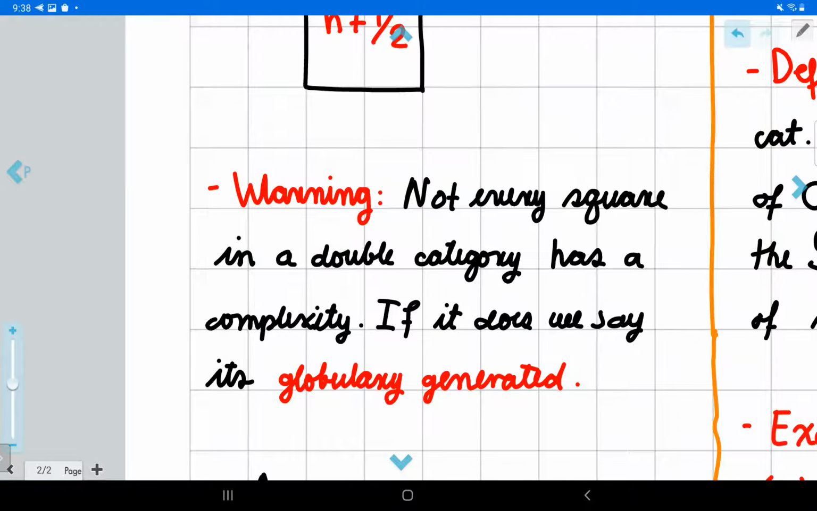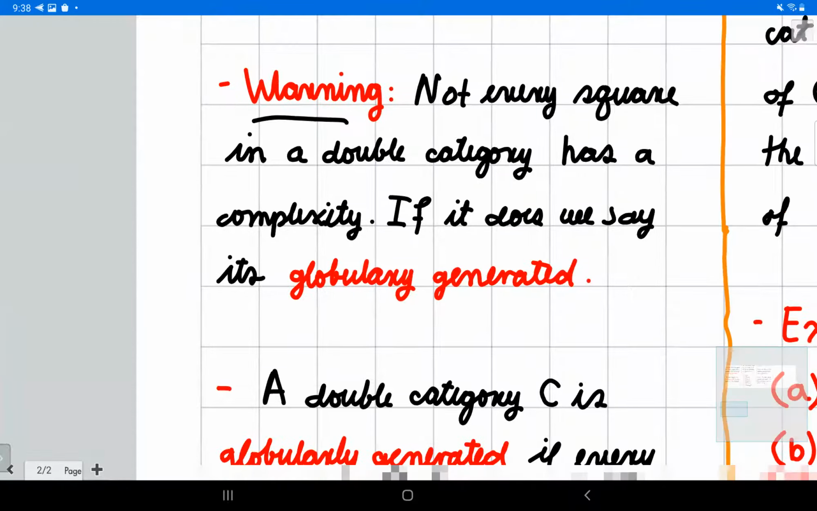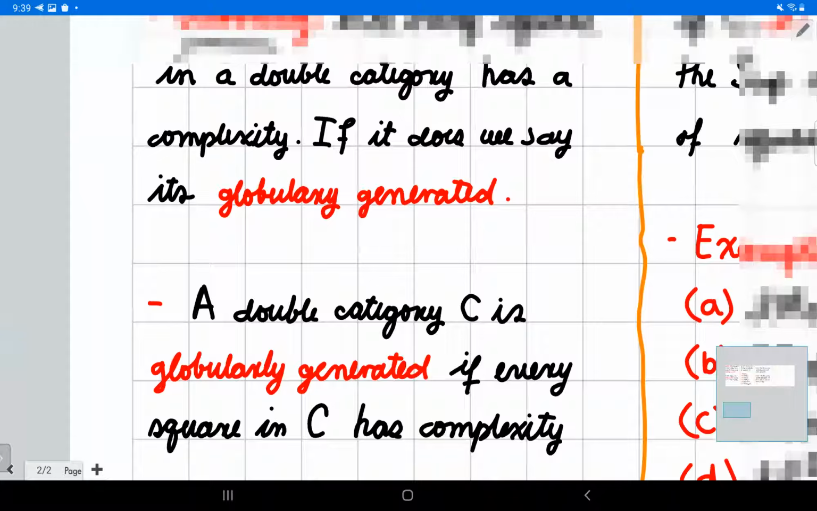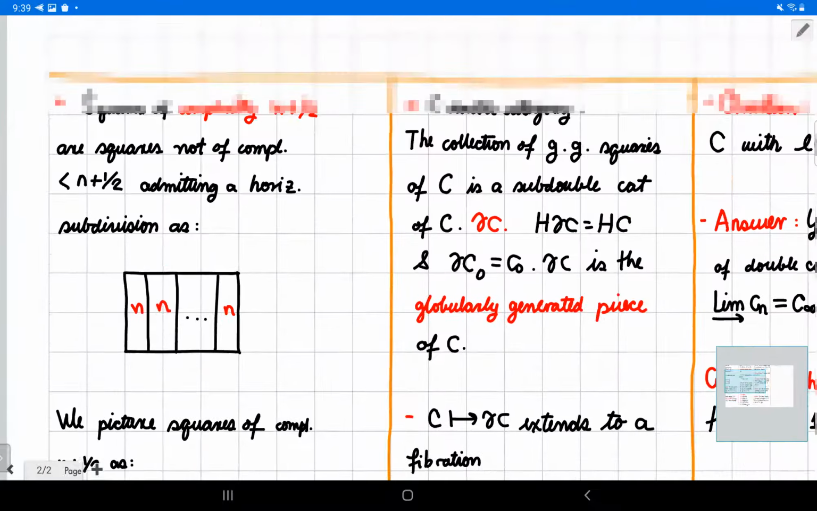Now we have a warning here, a very important warning. Not every square in a double category has a complexity. If it does have a complexity, then we say it's globularly generated. The square is globularly generated, or has complexity, if it can be subdivided into globular and horizontal identity squares. But not every square in a double category satisfies this condition. So a double category C is globularly generated if every square in C has complexity, or equivalently, if every square in C is globularly generated.